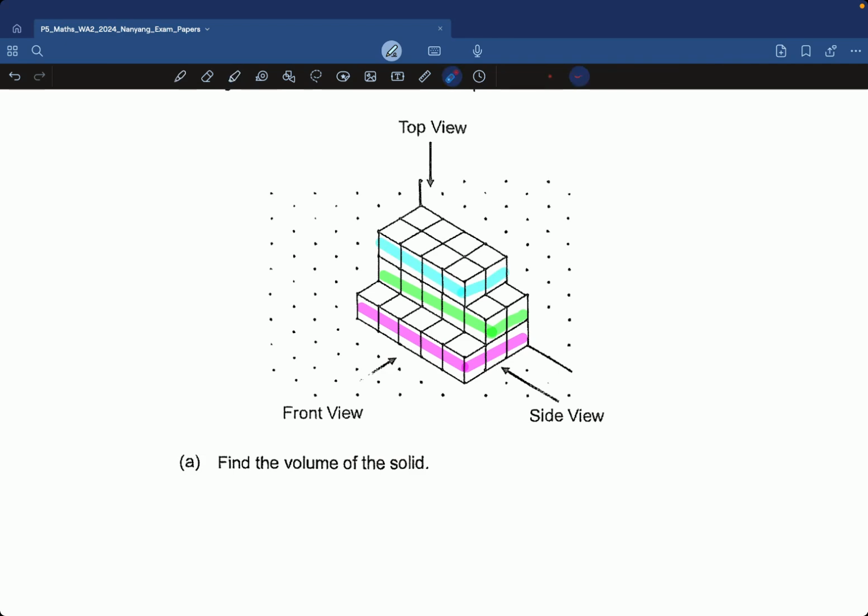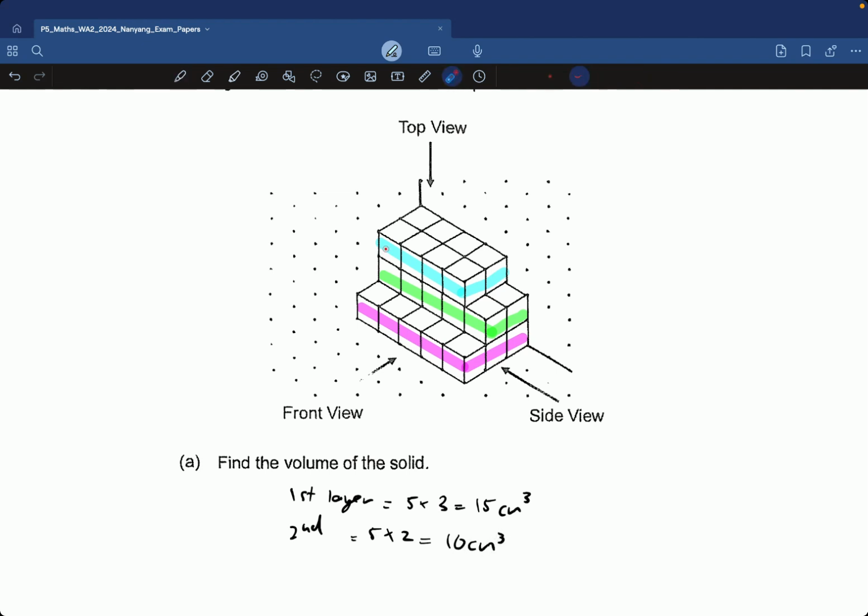So the first layer is basically 1, 2, 3, 4, 5. So 5, and then 1, 2, and 3. So first layer, let's write it down. First layer is equal to 5 times 3, which is 15 centimeter cube, right? Then second layer, the green one is 1, 2, 3, 4, 5 as well, and 1, 2. Okay, so that means it's 5 times 2. So second is 5 times 2, which is 10 centimeter cube.